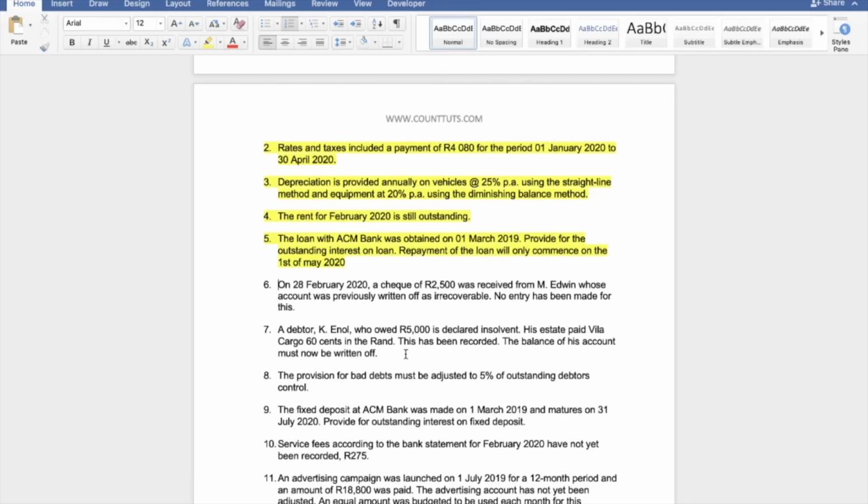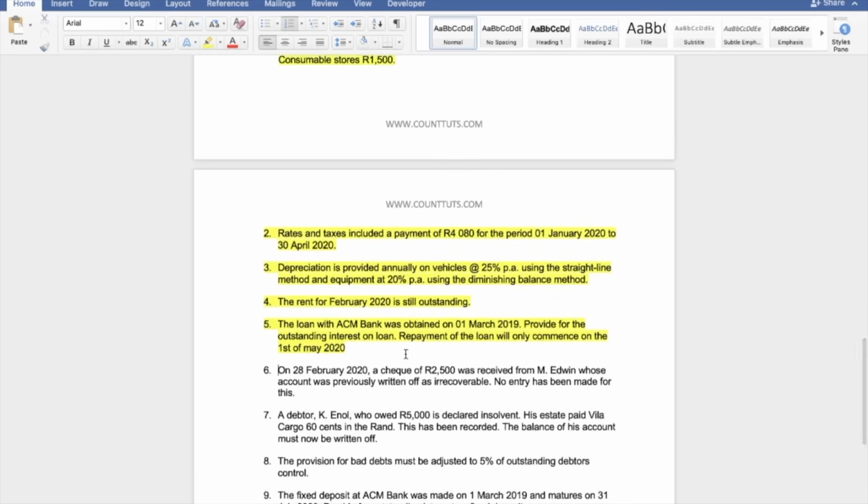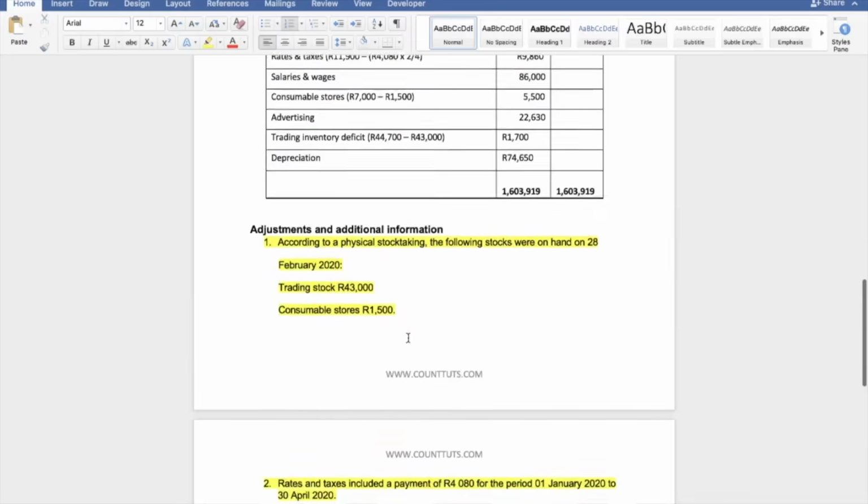This is quite easy. This is bad debts recovered. Someone we had written off as irrecoverable has actually come back and paid us. That means we had written him off as a bad debt, but to our surprise he has paid us the money. So we need to record it. It's an income because we had removed it from our books as a bad debt. Now it's coming back to us. It's an income, so it's called bad debts recovered.